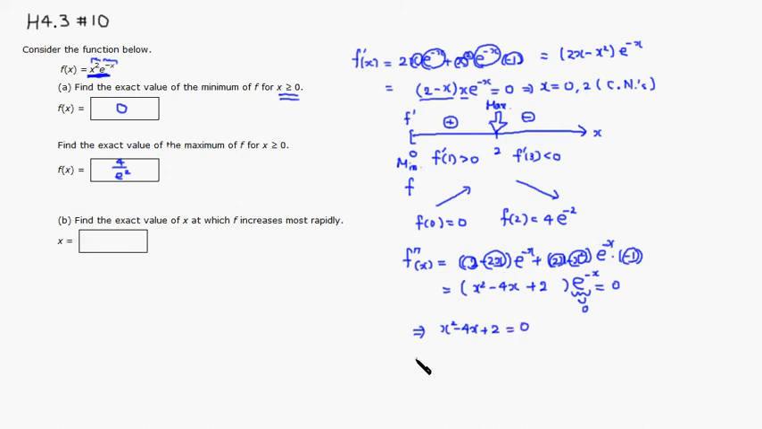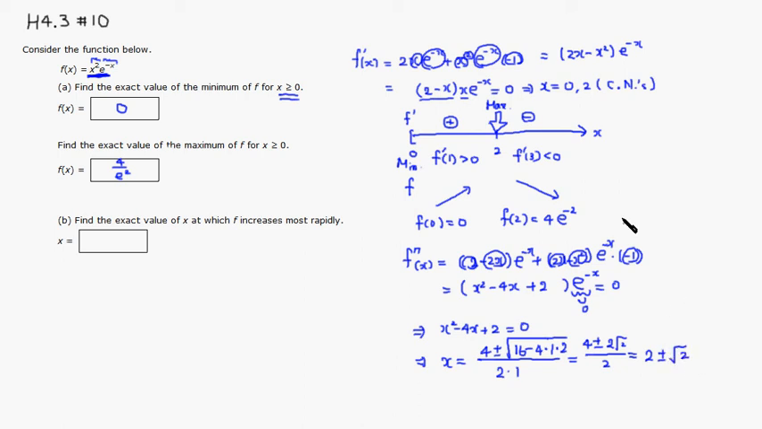Unfortunately, we have to use the quadratic formula. So x is equal to negative b, so positive 4, plus or minus the square root of b squared, so 16, minus 4 times a, which is 1, times c, which is 2, all over 2 times a, which is 1. That's 4 plus or minus the square root of 16 minus 8, so the square root of 8 is 2 square root of 2, divided by 2, which simplifies to 2 plus or minus square root of 2.